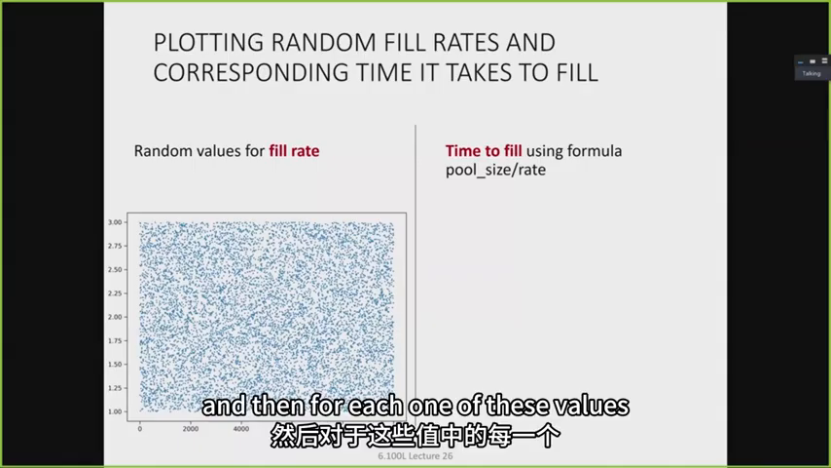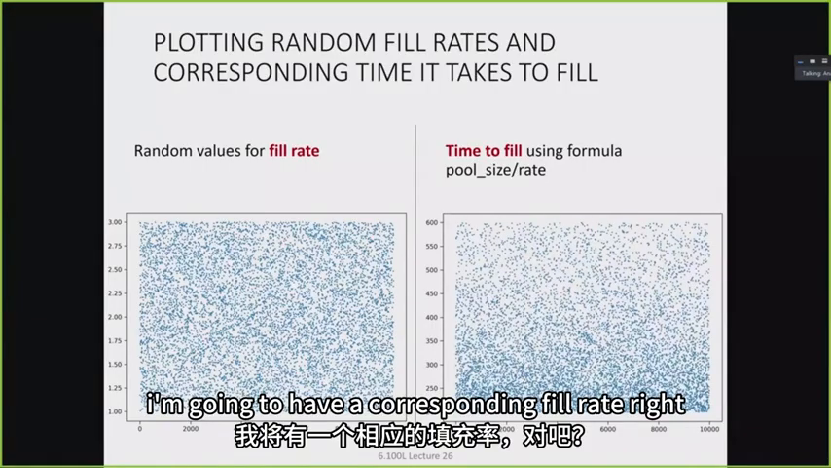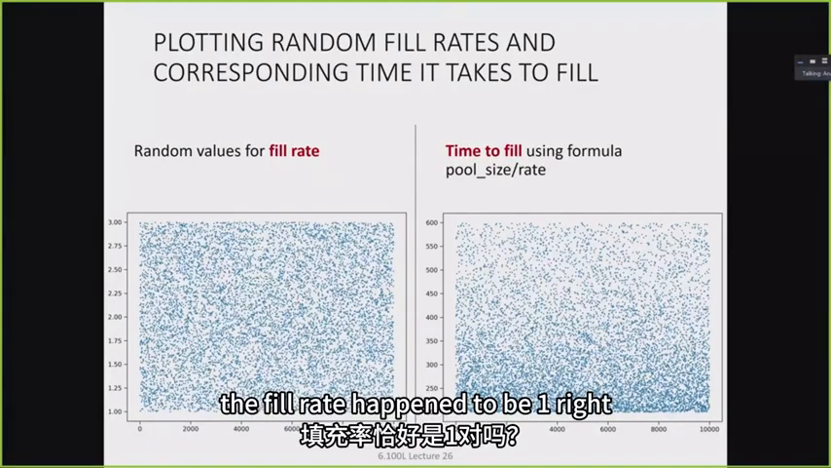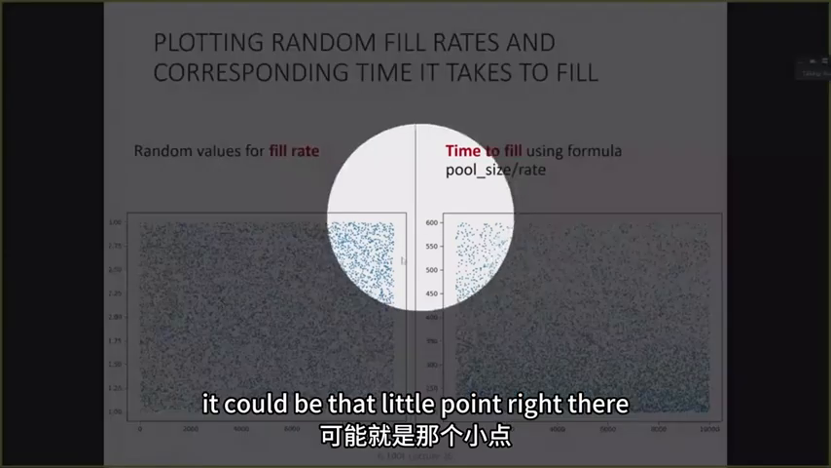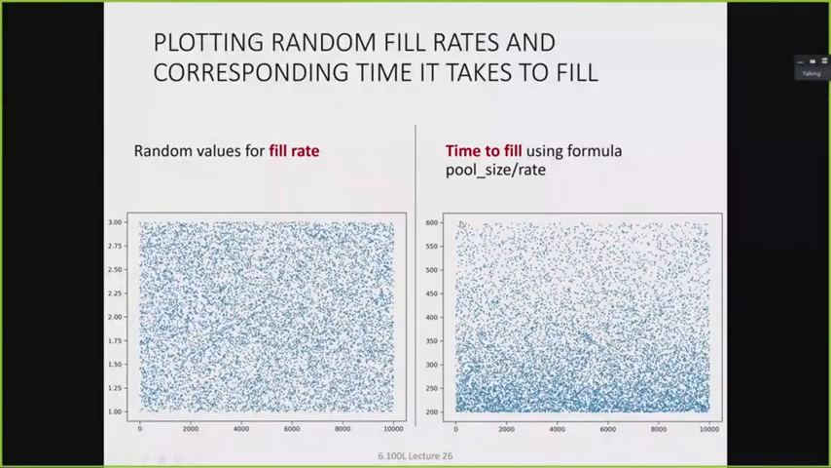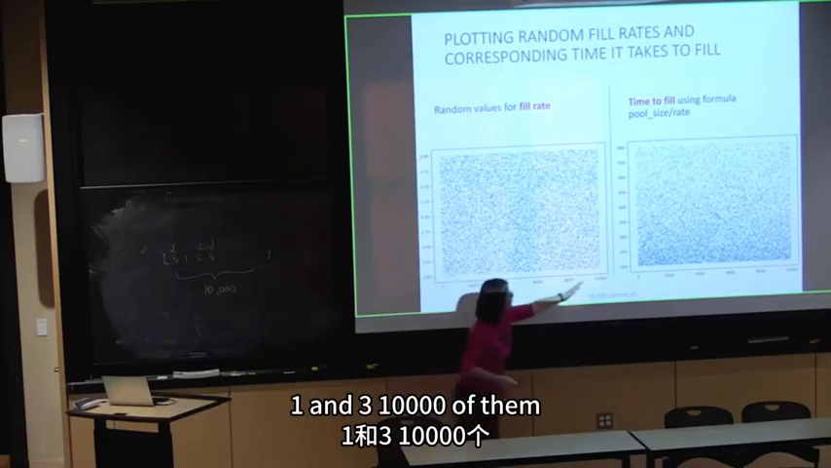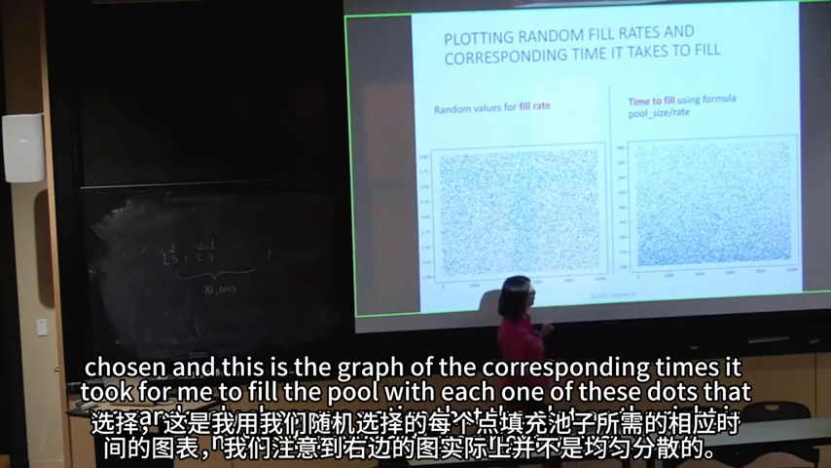And then for each one of these values, I'm going to have a corresponding fill rate, right? So for example, here, if at point 0, the fill rate happened to be 1, right? Then that means the time it took for me to fill the pool should be up there at about 600, right? It could be that little point right there, maybe. Okay. So this is a graph of random numbers between 1 and 3, 10,000 of them chosen. And this is the graph of the corresponding times it took for me to fill the pool with each one of these dots that we randomly chose.